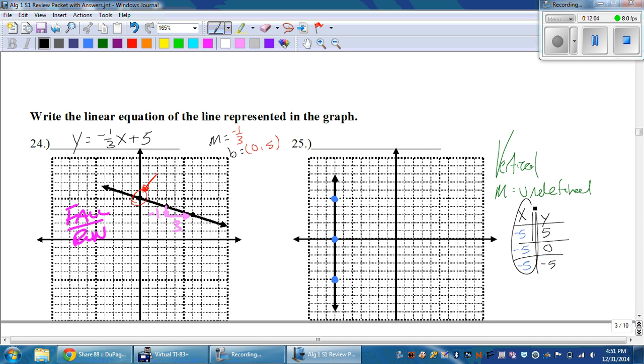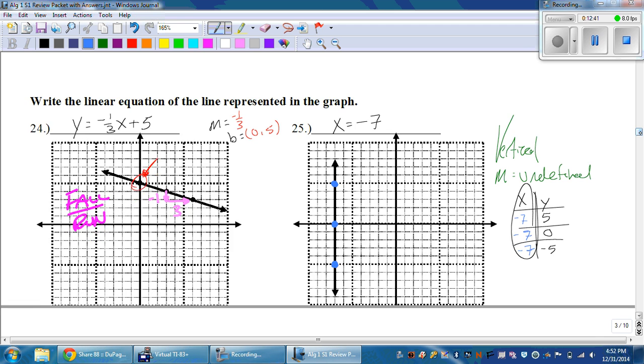Oh, it's all x, so x equals negative 5. Okay? Now, if you memorized that vertical lines, undefined, are always x equals, boom, you can just go to x equals negative 5. Or not negative 5, I'm looking at the wrong number. Negative 7. Thankfully, that's a quick fix. Okay. Sorry about that.